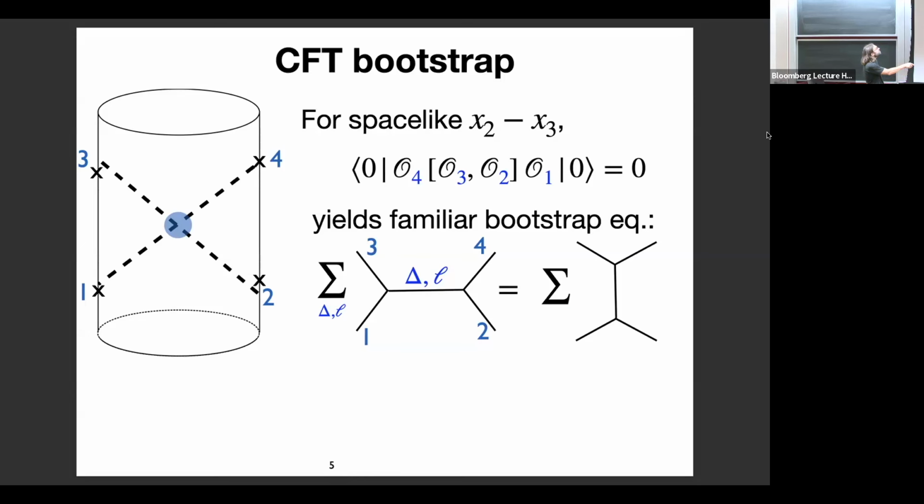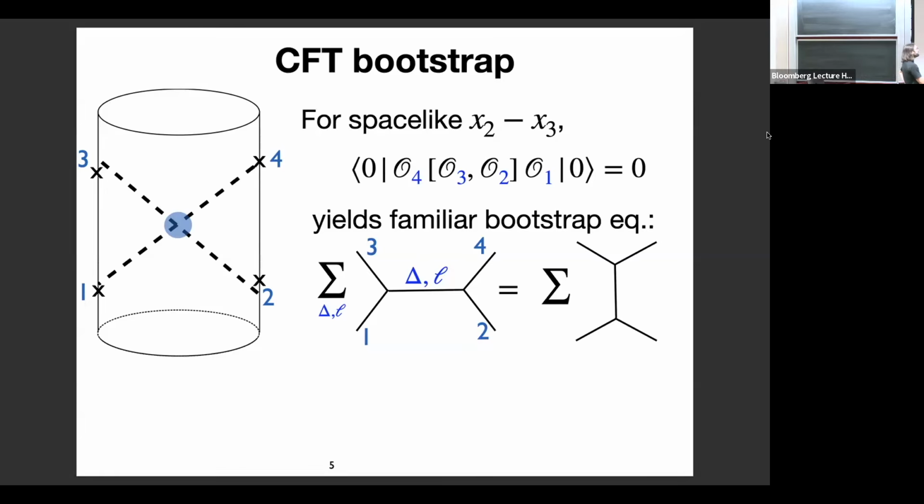The commutator must vanish. So we have this coordinate at the top. And if you insert a complete basis of states in the middle, that in conformal field theory is the operator product expansion, it gives you this famous crossing formula. The equality of the two terms in the correlator is the crossing equation, the CFT bootstrap.